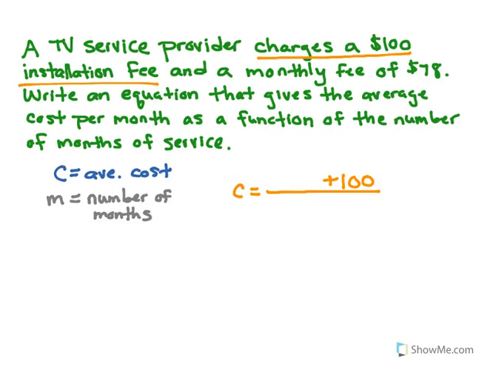And then the monthly fee is $78. So every month I have service, I get charged 78 bucks. So that would be 78M. So my numerator tells my reader exactly how much money I'm going to pay for that many months of service. What I'm then going to do is divide by the total number of months that I'm going to have this service for, so that I can see the average cost I'm paying every single month. So that's all we have to do. That is my equation for this rational function, and that's going to conclude this tutorial.